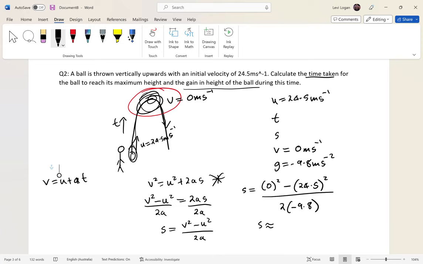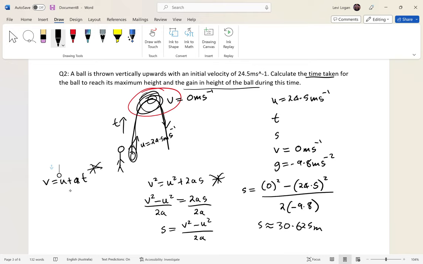Using a calculator, you'll approximately get, where's my calculator gone? I just found it. There we go. 0 squared minus 24.5 all squared, over 2 times negative 9.8. You'll approximately get 30.625 meters.